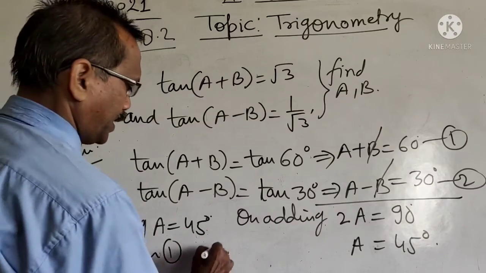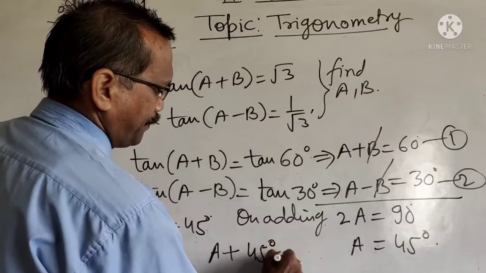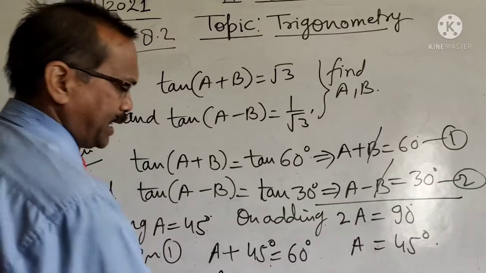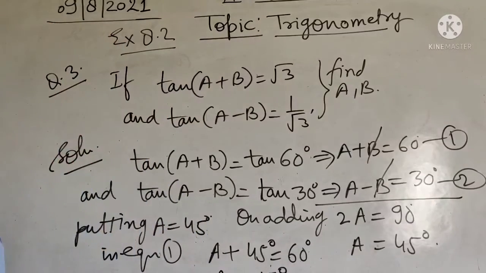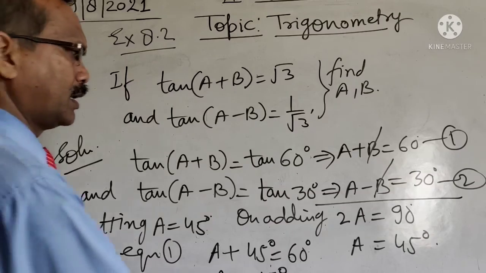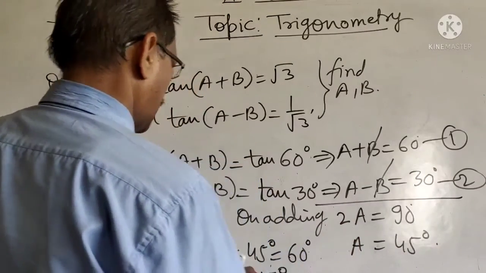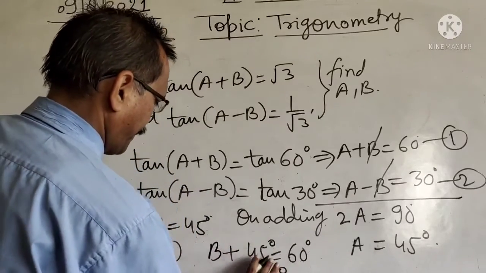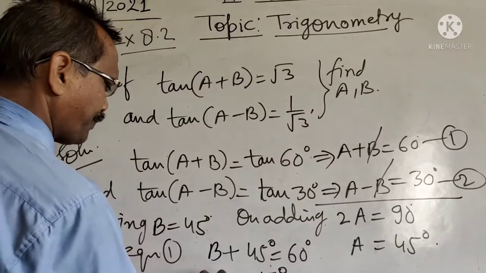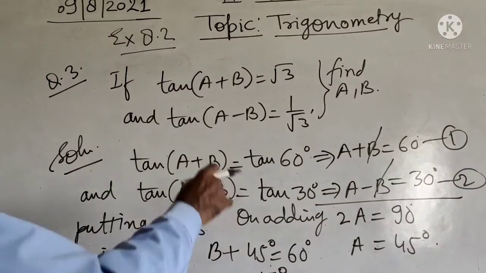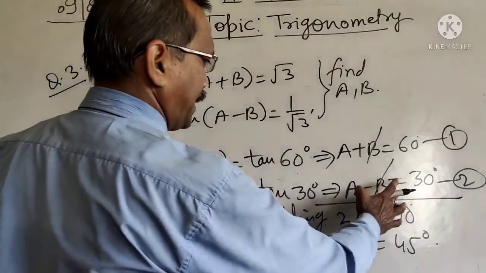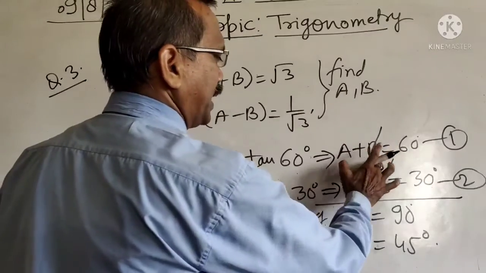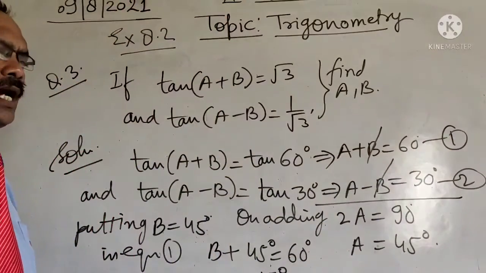Now putting the value of A in equation 1, so 45 plus B is 60 degree, and from this B equals 15 degree. To justify our answer, check: B is 15 degree. So 45 minus 15 equals 30 degree, and 45 plus 15 equals 60 degree. Therefore, we can say that our answer is correct.